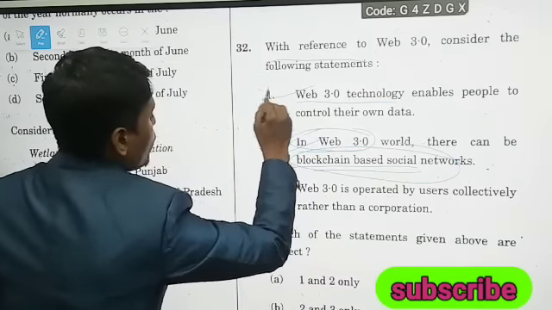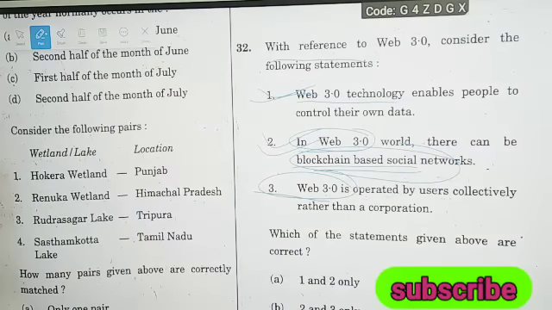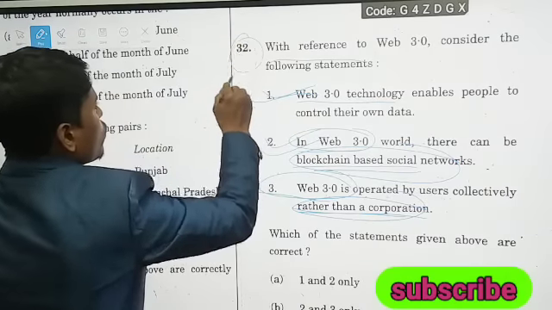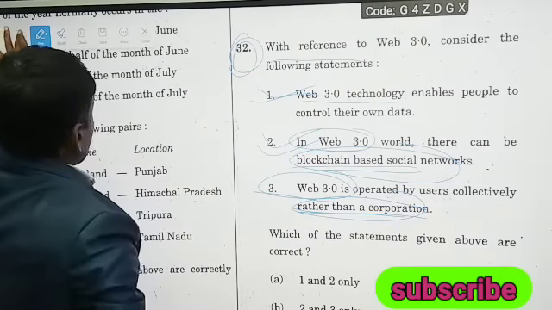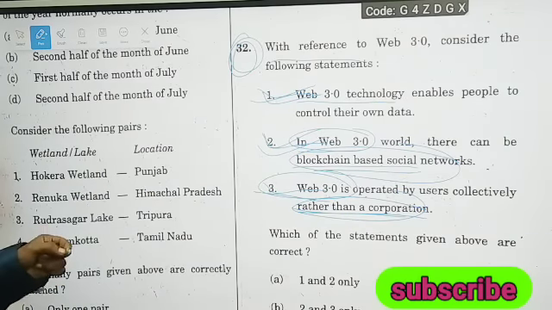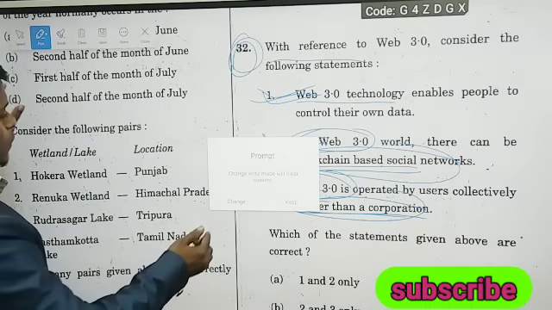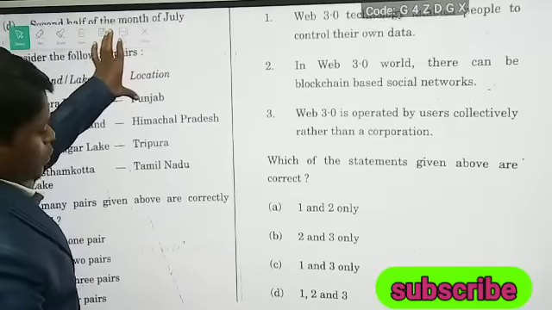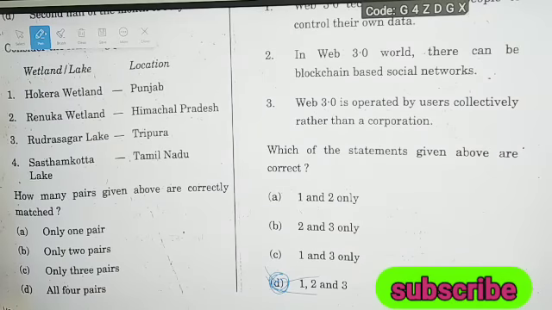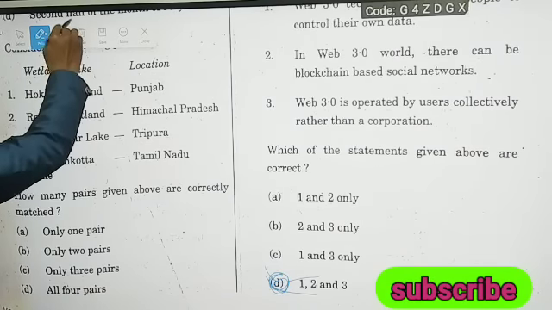Web 3.0 is operated by users collectively rather than by corporations. Statements 1, 2, 3 are correct with reference to Web 3.0. Correct option D.